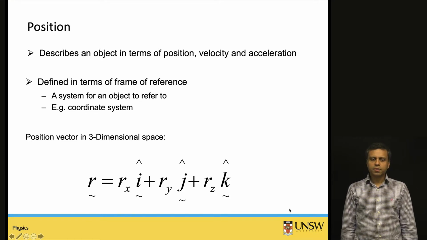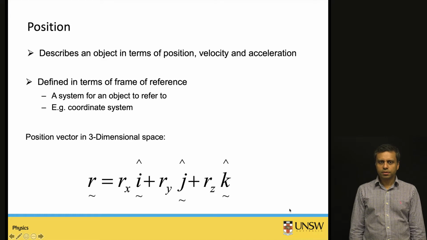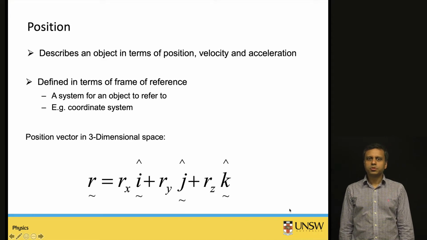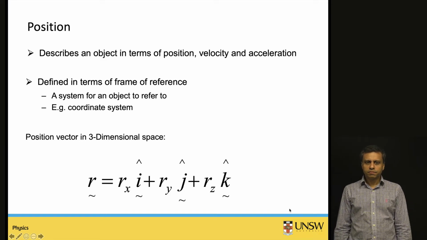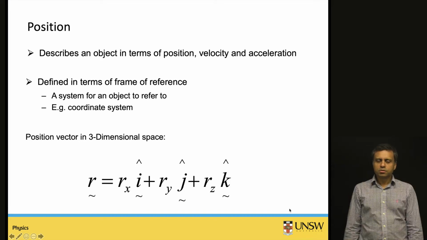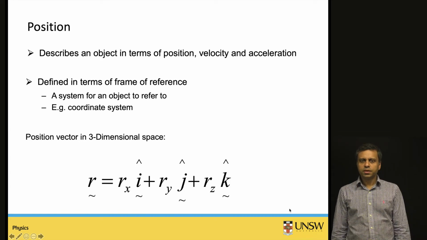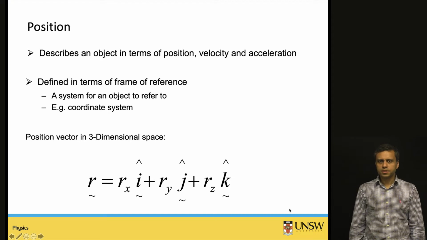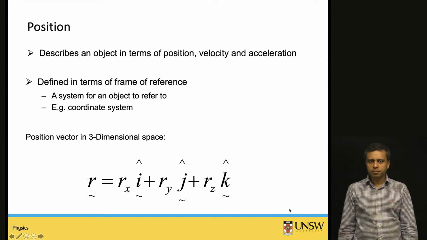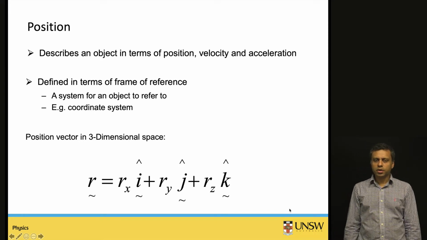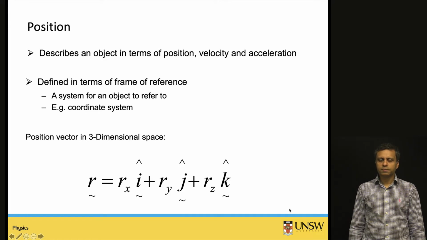So the first quantity that we will describe is the position. In order to describe the motion of an object, we need to describe the position of the object. We will also define two other quantities, velocity and acceleration. But first, let us deal with position. To describe the position of an object, we need a reference frame or a coordinate system. We also need an origin because we need to point out the location of the object relative to the origin.